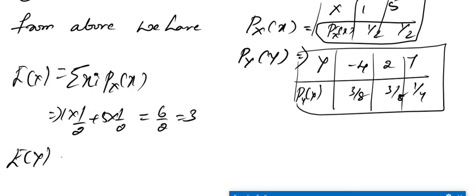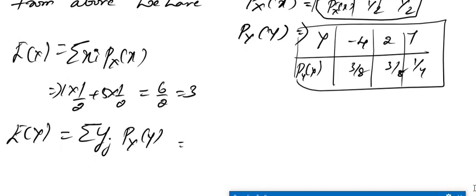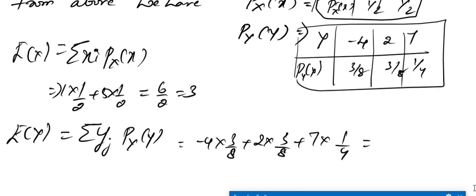Similarly, expectation of y, which is summation yj into py of y. So we have the table, correspondingly multiply and add it. Same as what we do in the probability distribution. So it's minus 4 into 3 by 8, 2 into 3 by 8 plus 7 into 1 by 4, whose value will be around 8 by 8, which is 1.